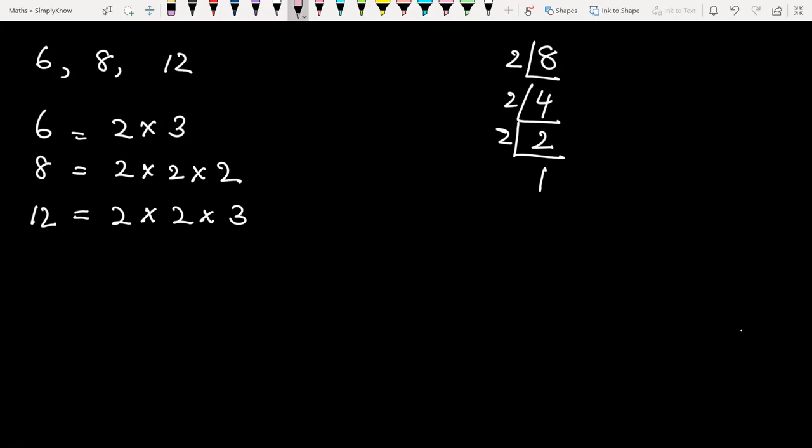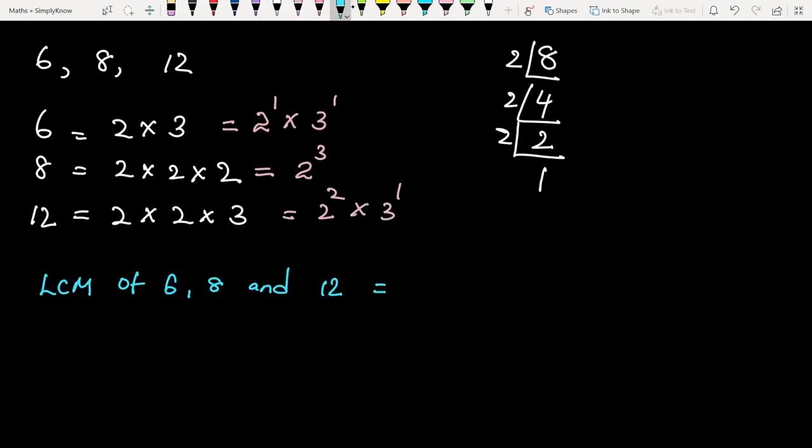Now we should write each of these products as a product of powers. 2 times 3, we got only 1 2 and only 1 3. So 2 to the power 1 times 3 to the power 1. Then here we got 3 2's. So 2 to the power 3. Here it should be 2 to the power 2 times 3 to the power 1. Now we need to find out the greatest power of each prime factor.